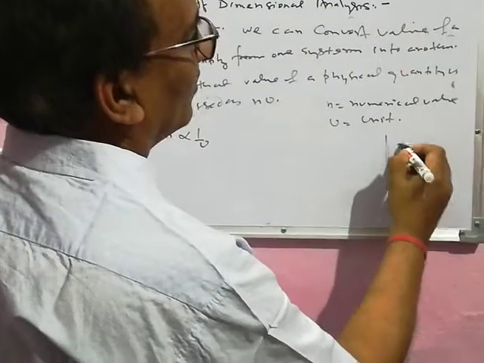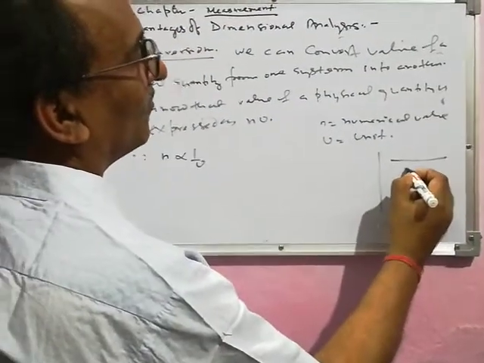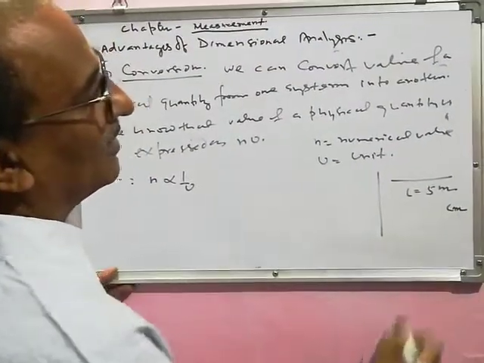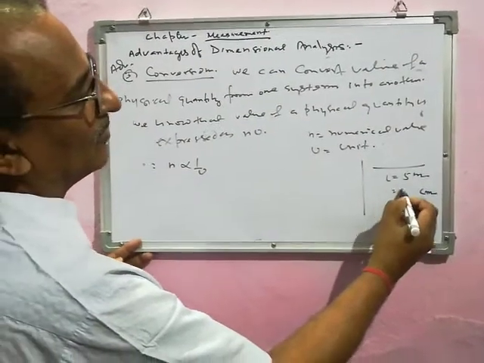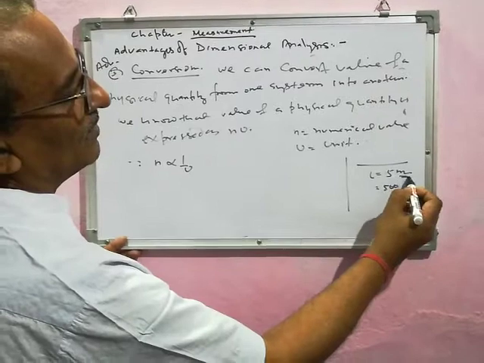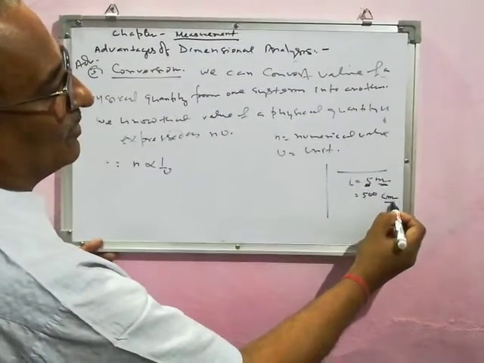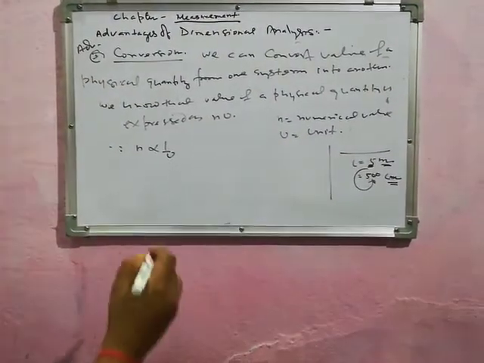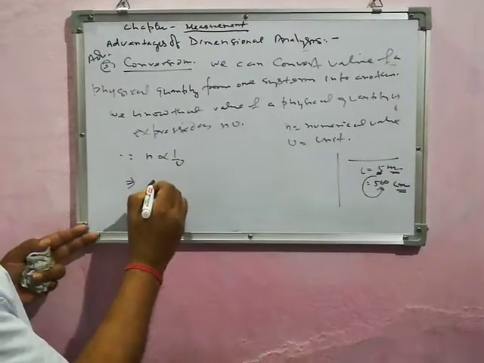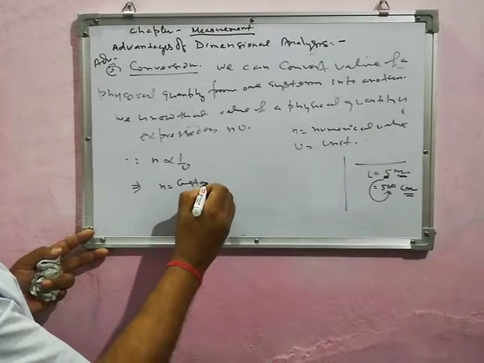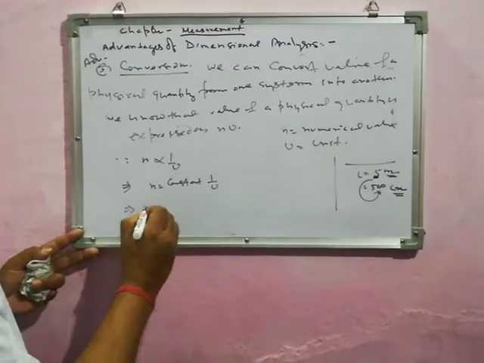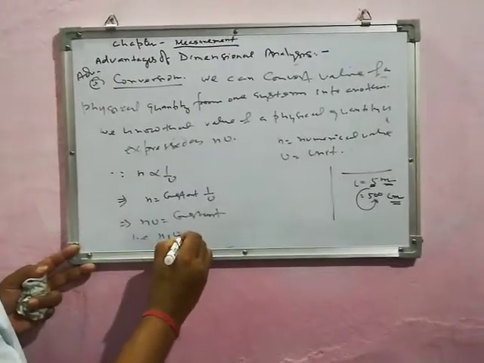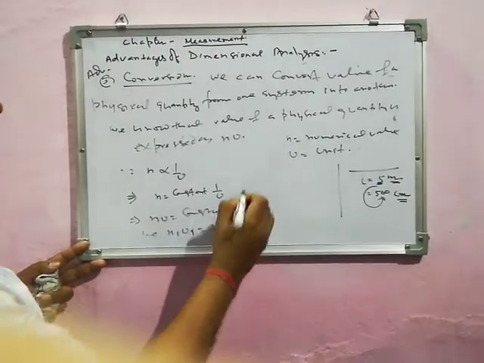For example, if we say that the length of this rod is 5 meter, and if you want to express it in centimeter, that is a smaller unit than meter, the numerical value becomes 500. So if the unit is large, the numerical value is small, and if the unit is small, the numerical value becomes large. In the language of mathematics, n is equal to constant by u. It means n u is equal to constant, that is n1 u1 is equal to n2 u2.